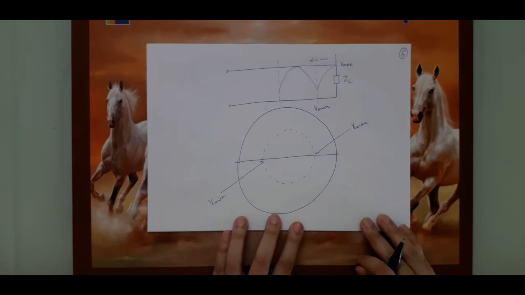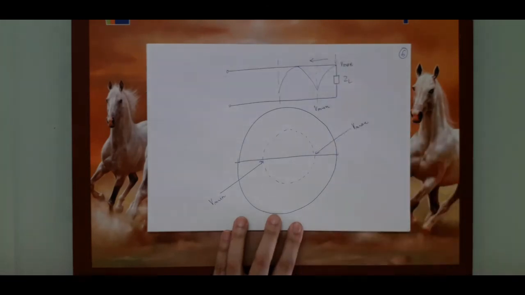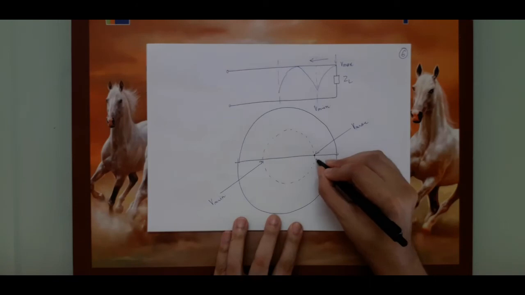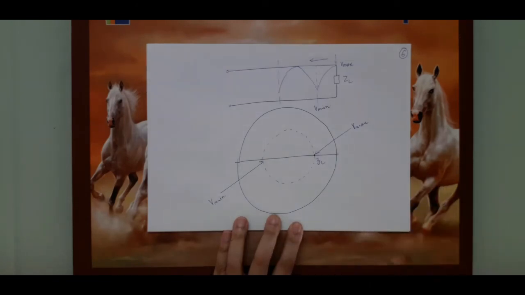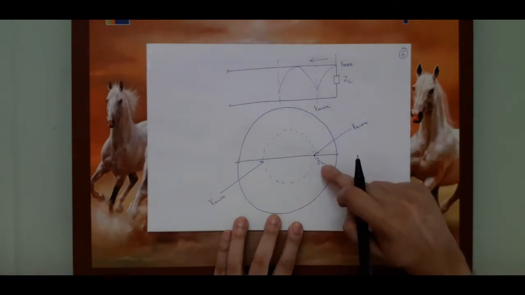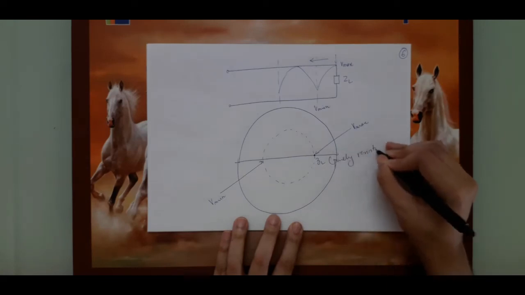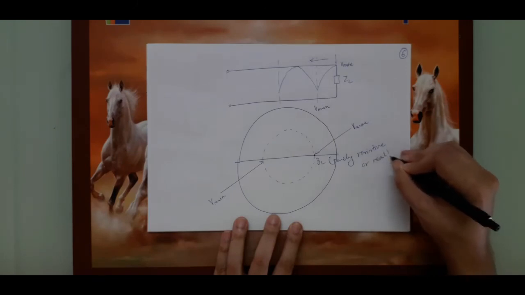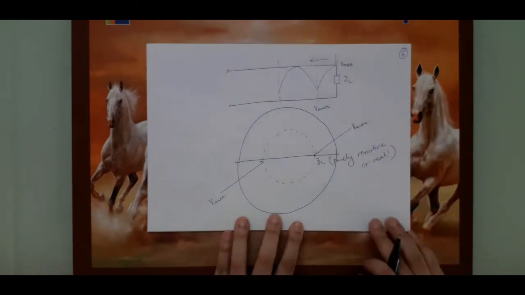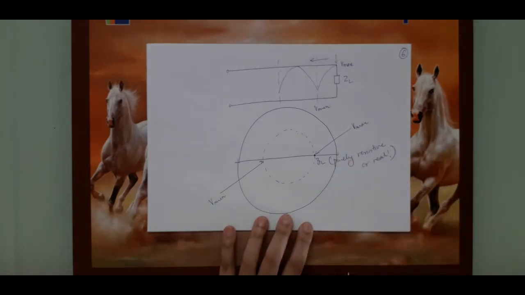So I am observing now that Vmax is at the same point where the load is. So therefore this point will be small zl, because my load position and my voltage maxima are intersecting. So I can say that this load impedance is purely resistive, because the voltage maxima is coinciding with ZL.